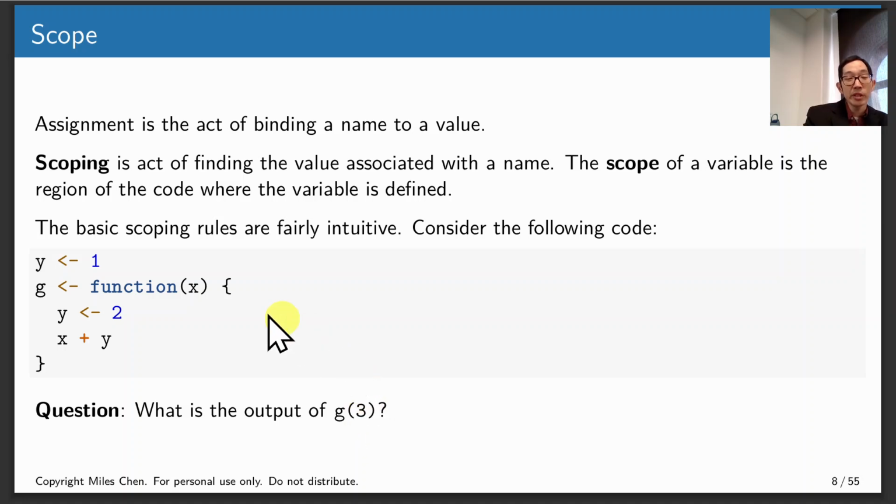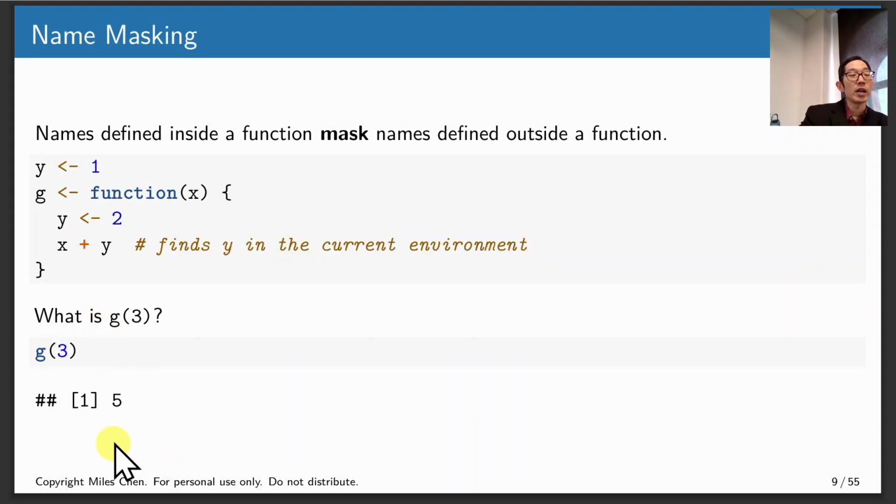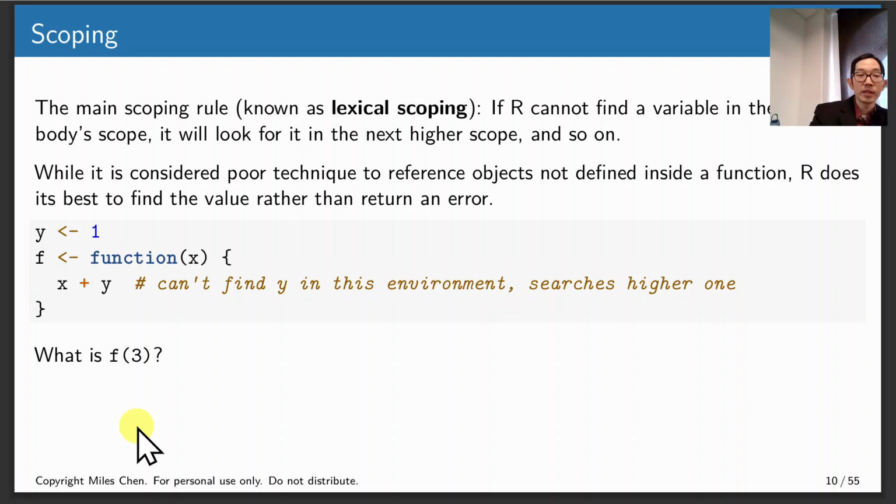Well, 3 comes in as the argument X. So X has the value of 3. In the next line of code, we see Y gets the value 2. And so it's going to return X plus Y. It's going to take the value of 3 for X, the value 2 for Y. It's going to return 5. And that's what we get. What is the output of G of 3? 5. And I don't think that's a surprise to anybody.